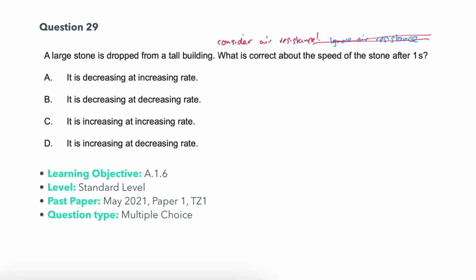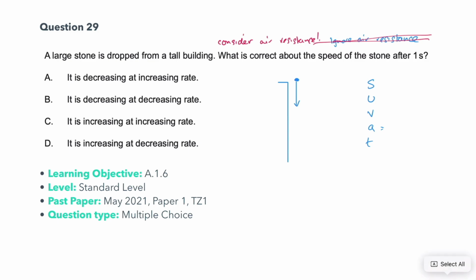Let's draw. Got the building. Got a stone being dropped. It's only under the influence of vertical motion. We're looking at SUVAT equations, which means when there's no air resistance, this object will accelerate, or the rate of change of velocity will be 9.81 meters per second squared. However, that's always when we ignore air resistance. In this case, we're not ignoring the air resistance.